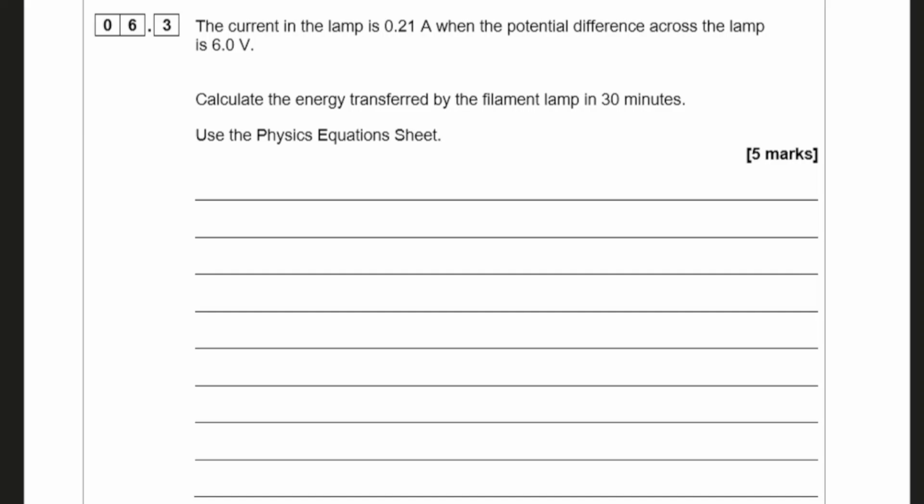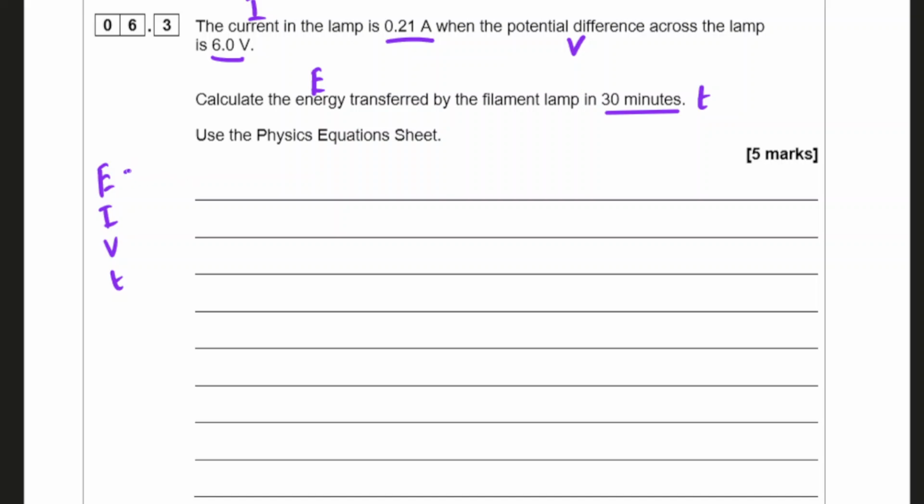Next part, the current in the lamp is 0.21 amps. So that's the current. It's always a good idea to write the symbols. That way you can automatically use the equations really easily. When the potential difference across the lamp is 6 volts, that's the voltage, that's 6. Calculate the energy transferred, which is E, by the filament lamp in 30 minutes. That is going to be my time. So I've got E, I, V, and T.